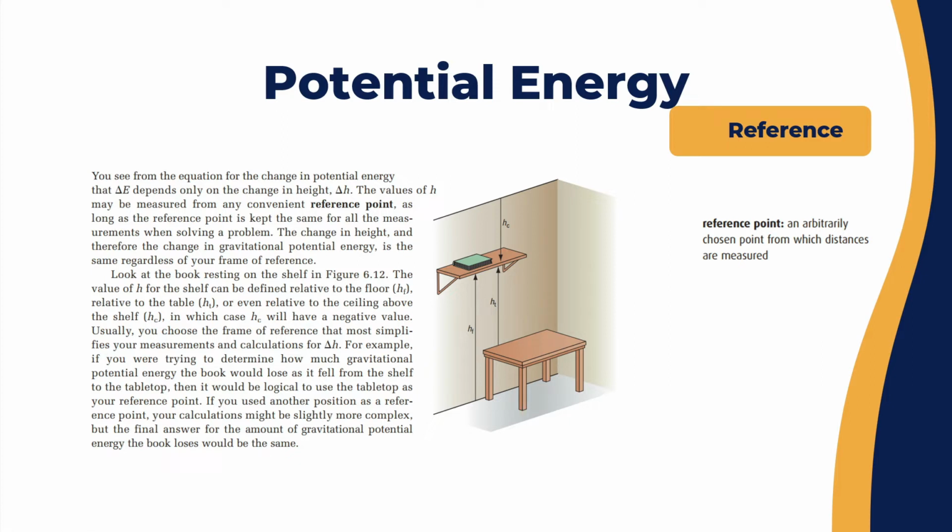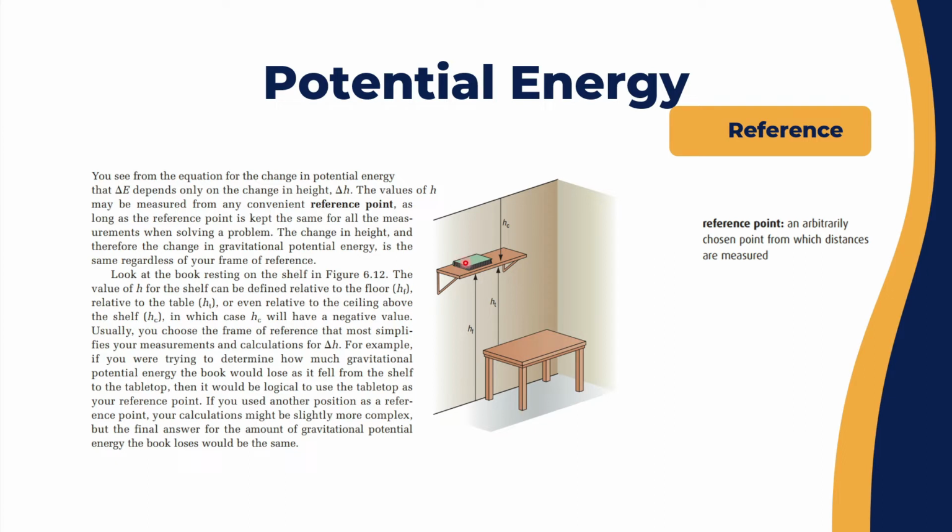So we discussed before that the change in potential energy, delta E, depends only on the change in height, delta h. The value of h can be measured from any convenient reference point, and the potential energy will change according to that reference point, as long as the reference point is kept the same for all the measurements when solving a certain problem. So we know that change in height is important, and change in height will change the gravitational potential energy, and it is the same regardless of your frame of reference.